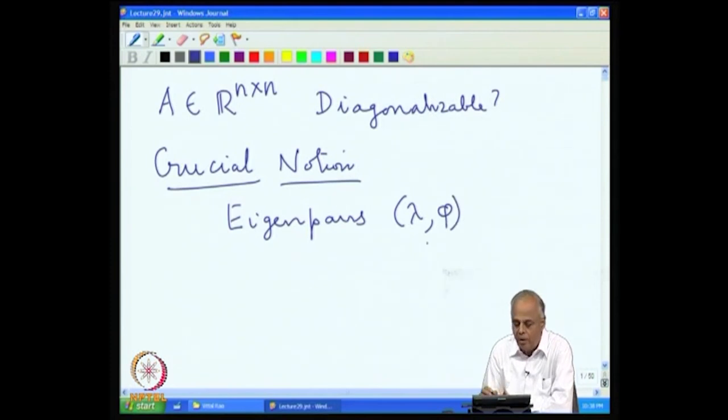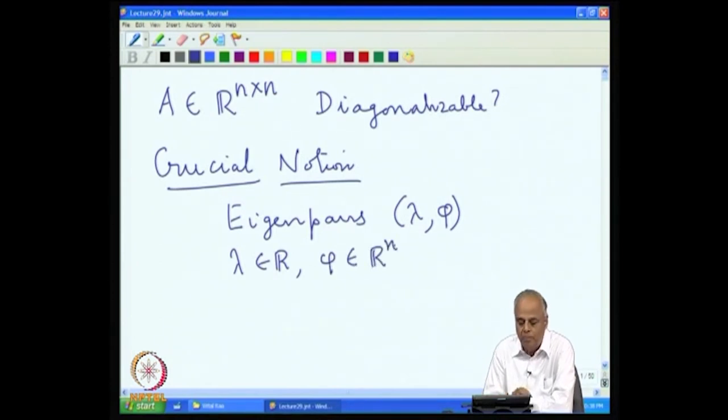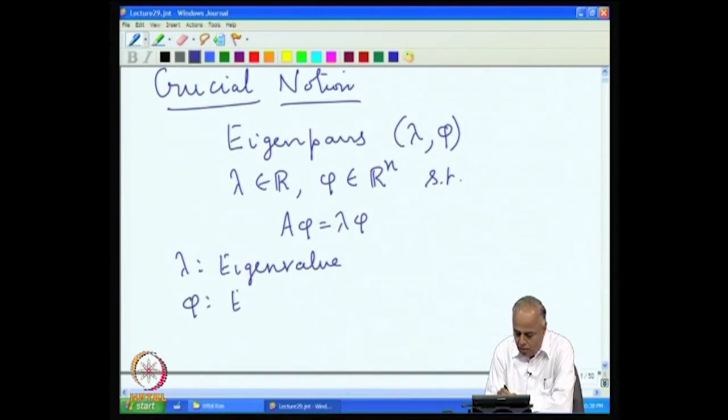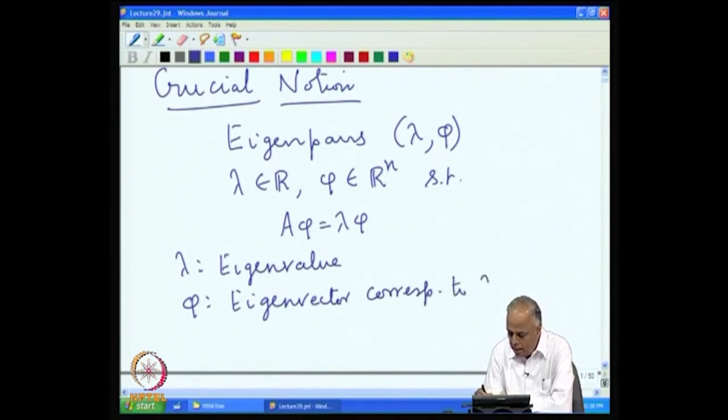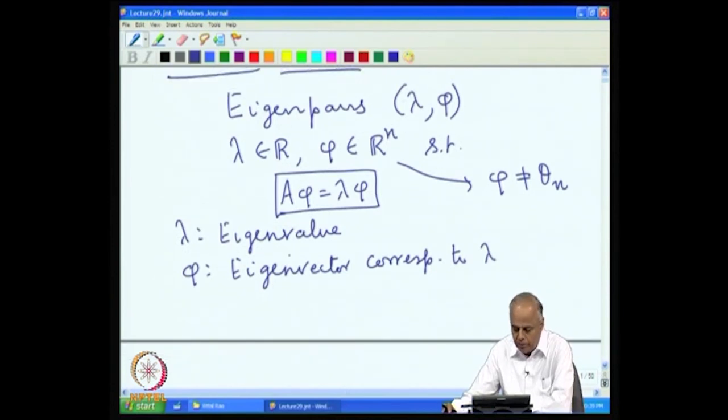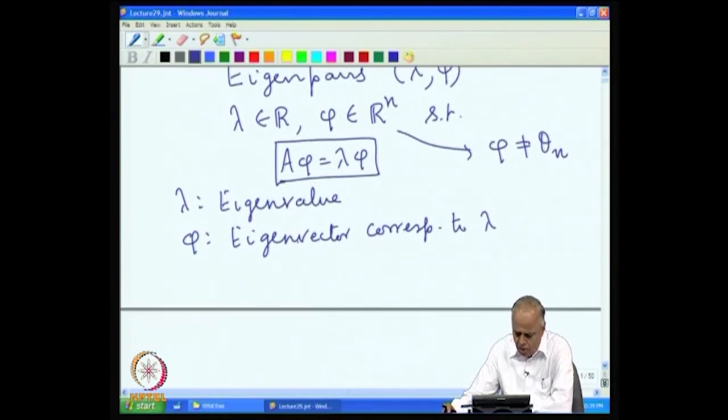When we say eigen pair lambda phi, lambda is a real number and phi is a vector which has n components such that A phi equal to lambda phi. Then we say lambda phi is an eigen pair. Lambda is called eigen value, sometimes called characteristic value also, and phi is called eigenvector corresponding to lambda. And here the phi we always want it to be non-zero, because otherwise this equation A phi equal to lambda phi will have solution, zero solution for any lambda. So, we are looking for those lambdas for which there is non-zero solution. Such a pair will be called an eigen pair.